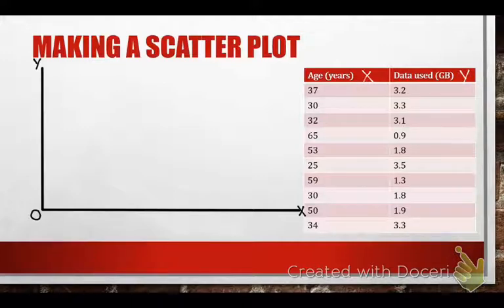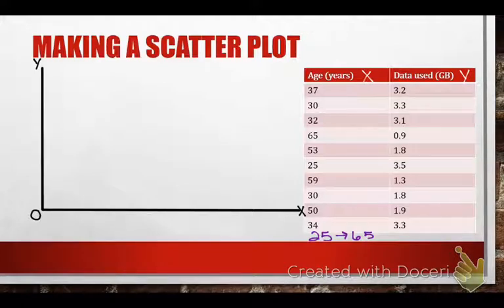Okay? So let's look at the range of our X values. What's our lowest X value? 25. 25 is our lowest X value. What's our highest X value? 65. So we have a range of about 40 in between. Does everybody agree? Okay, so that helps us set our interval, exactly what you were saying, either 5 or 10.